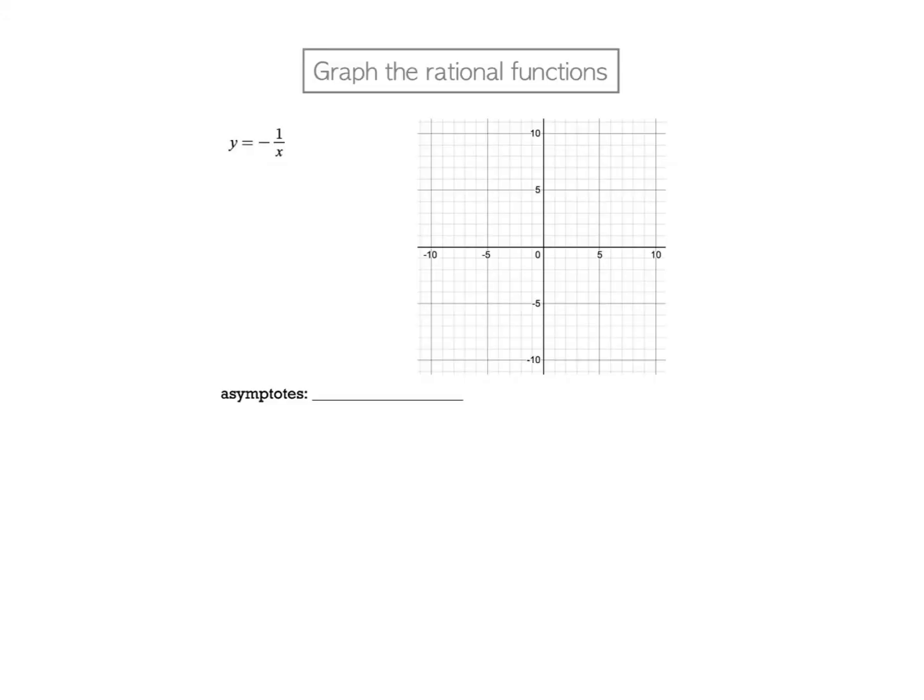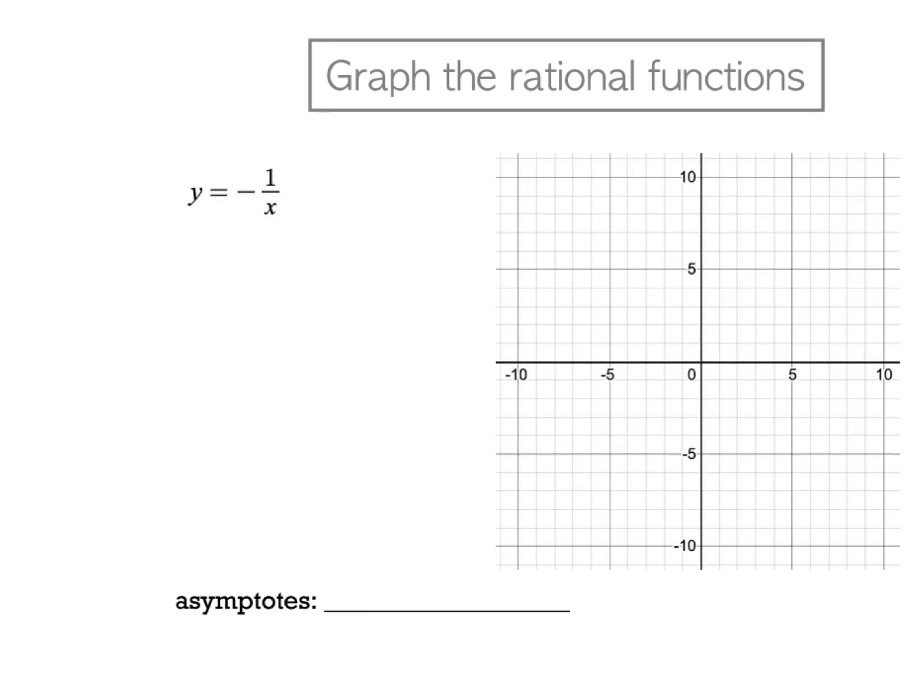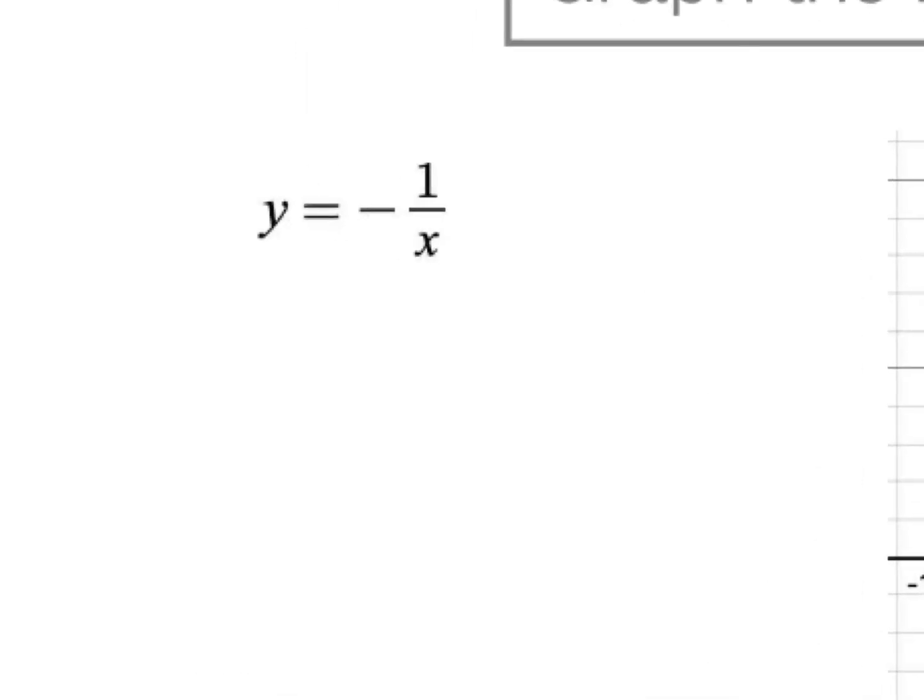All right, so this brings us to kind of our last type of problem, which actually is a transformation of our graph 1 over x, but it's not a shift at all. I would not describe this as a shift. This is actually what's called a reflection. Right, so we're multiplying everything by negative 1.